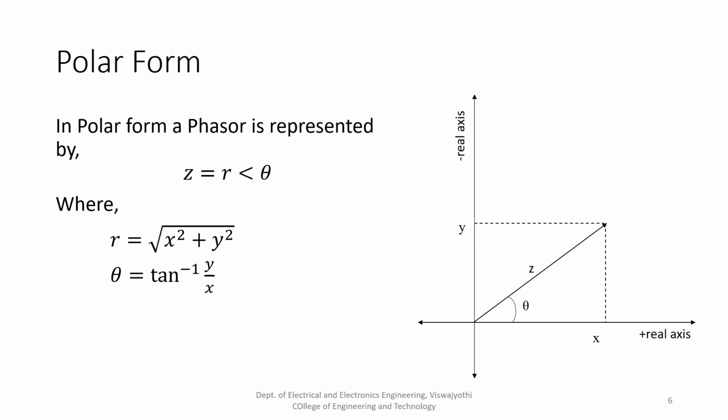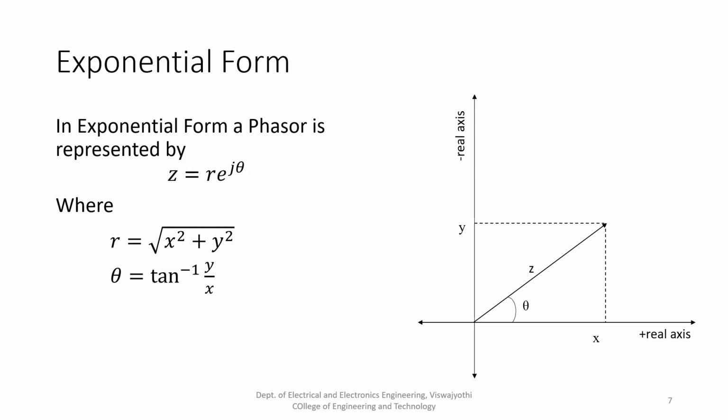Polar form. In polar form, a phasor is represented by z equals r angle theta, where r is the magnitude, which is given by square root of x square plus y square, and theta is the angle, which is given by tan inverse of y by x.